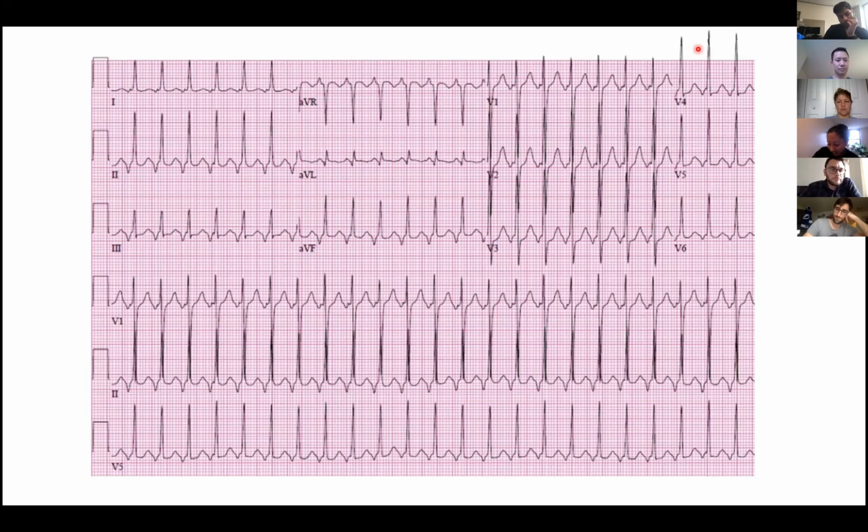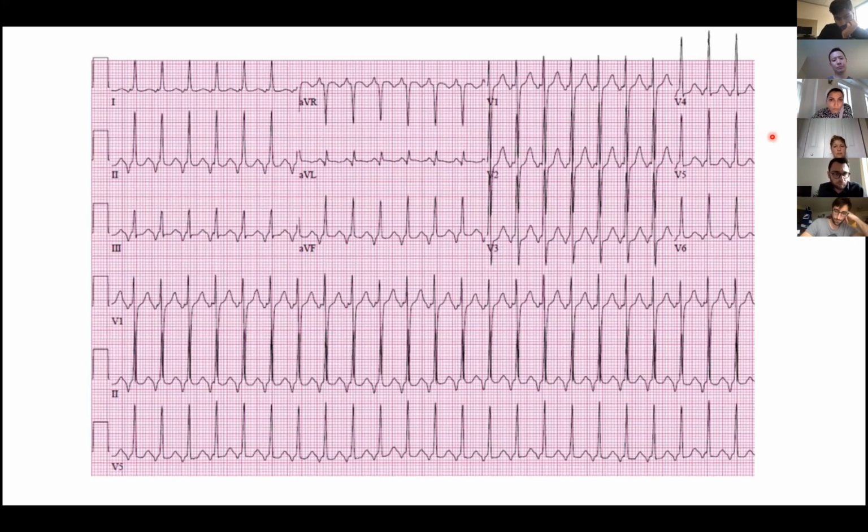Yeah. So let's just follow the algorithm. That's all. That's the recipe. Okay. So it's a narrow complex. It looks regular. Okay. So now the P waves, the crucial thing. Now the P waves. It looks to me like it's 1-to-1. Okay. Yeah.